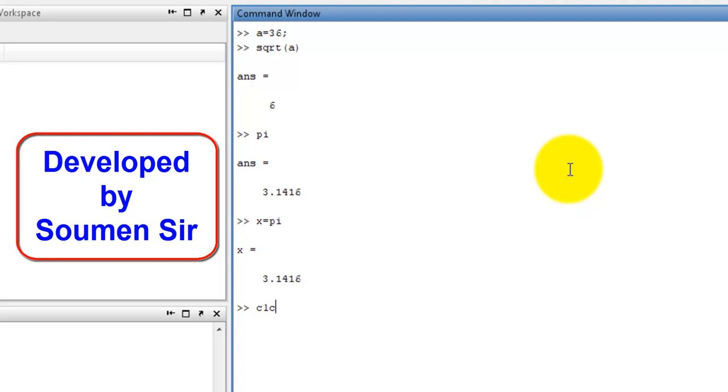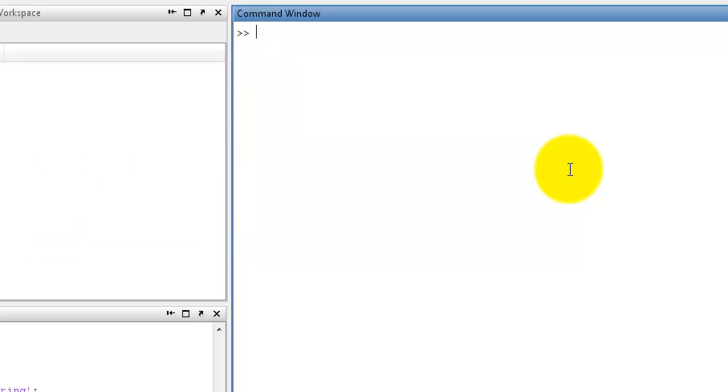CLC, clear the screen. Now ROUND, round within bracket x. Here comments is percentage rounding numbers. Enter, the answer is 3. Value of x, actual value of x is 3.1416, round x, rounding the number. Here value of x becomes 3. Okay.